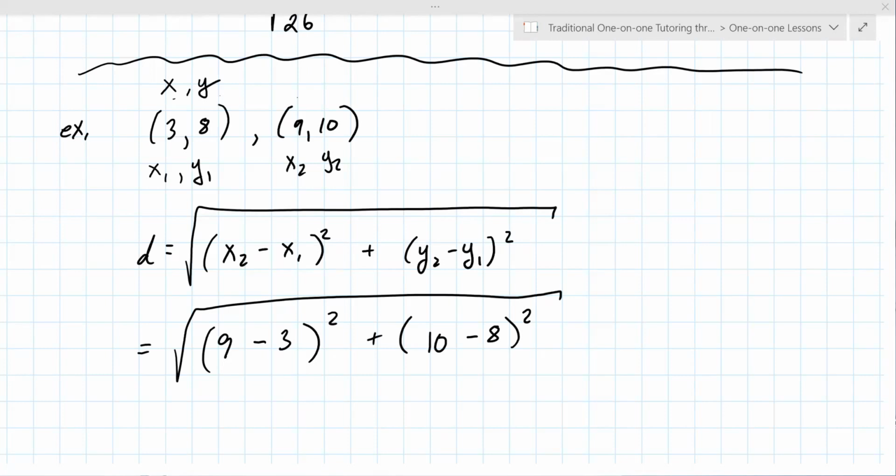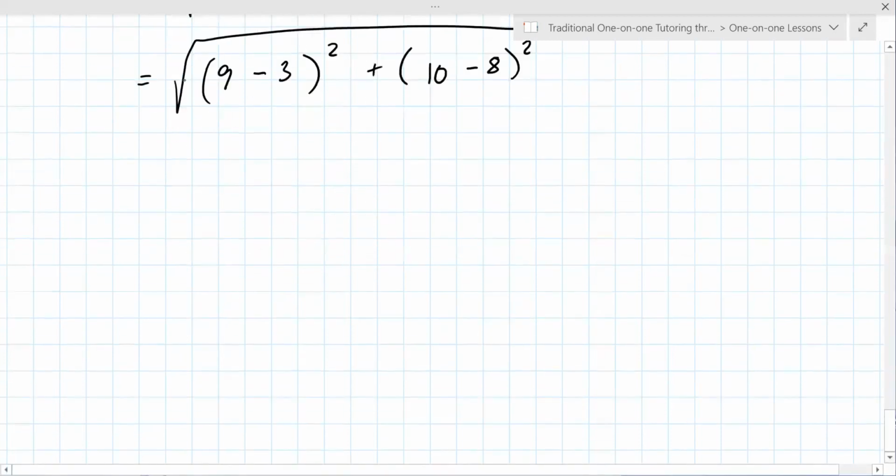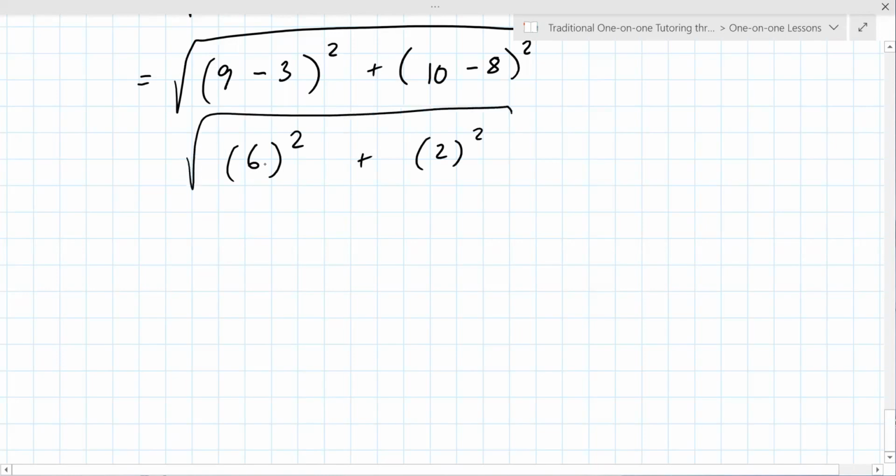It's 38. Okay. So you think your final answer is 38? Let's take a look here. I'm going to ask you some questions like, what is 9 minus 3? 6. And what is 10 minus 8? 2. Okay. What is 6 squared? 36. Okay. And what is 2 squared? Oh wow, that was 4.